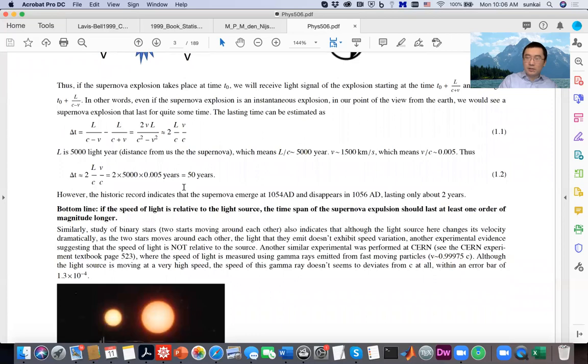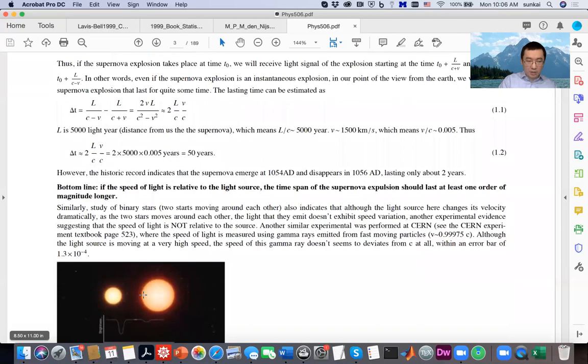For example, one example is a binary star. Okay, so we know some of the stars form a binary system, two stars rotating around each other at very fast speed. When two stars rotate around each other so fast, the speed of the light source, these two stars, is changing very rapidly and very dramatically. However, if we measure the light emitted by those two stars, their light velocity does not seem to depend on their velocity. So bottom line, the speed of light we measure on Earth doesn't seem to depend on the light source speed.